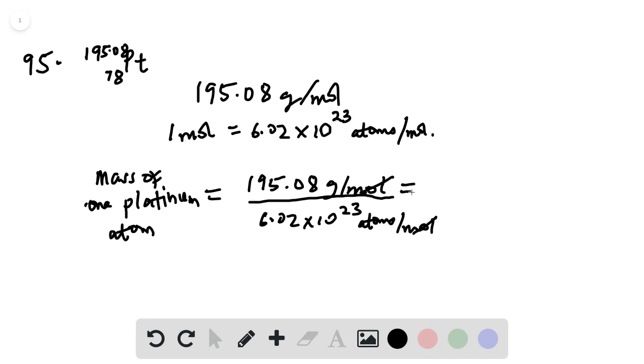So when you solve for this, you're going to get 3.24 times 10 to the power minus 22 grams per platinum atom. So that's the average mass.